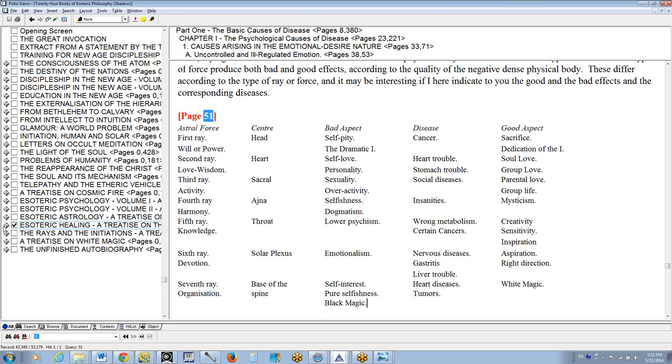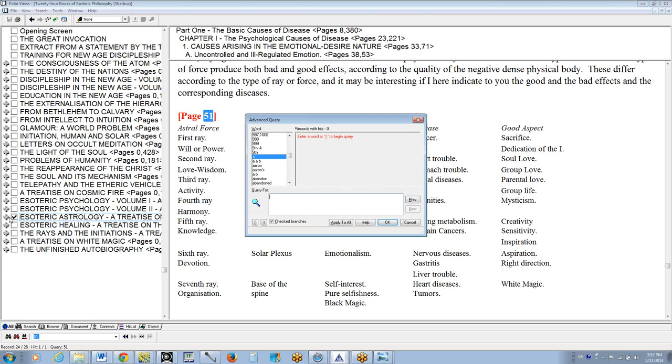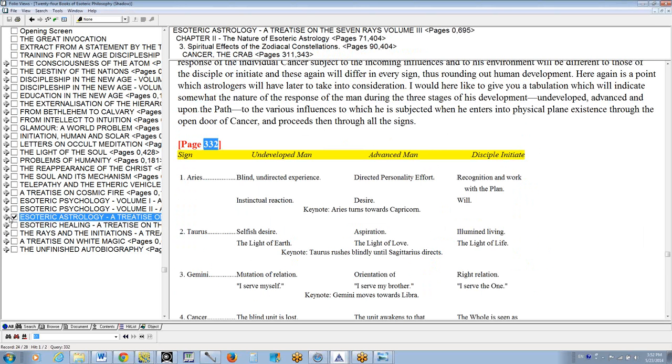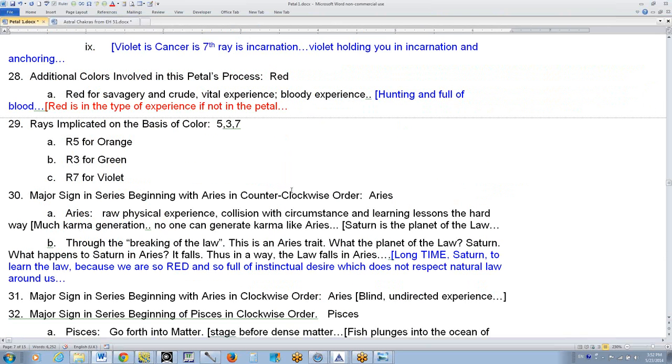Just to remind you, what we have is blind, undirected experience, instinctual reaction. Indeed, this is what we would expect. Why the Tibetan uses Aries clockwise, Aries counterclockwise, Pisces clockwise, why he does this, he knows the reason.